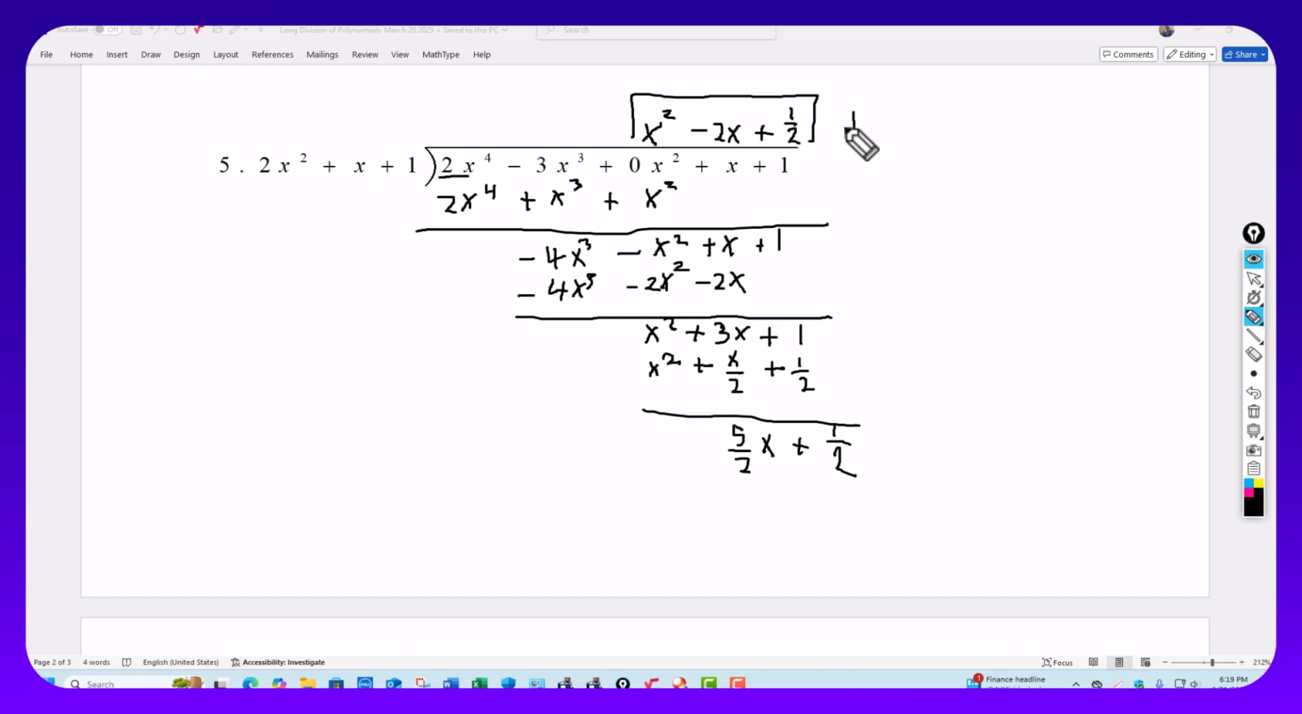Or I can just put a plus right here and say it's plus the remainder, which is 5/2 of x plus 1/2, over the divisor, which is 2x squared plus x plus 1. So again, the quotient x squared minus 2x plus 1/2 plus the remainder 5/2 x plus 1/2 over the divisor 2x squared plus x plus 1.